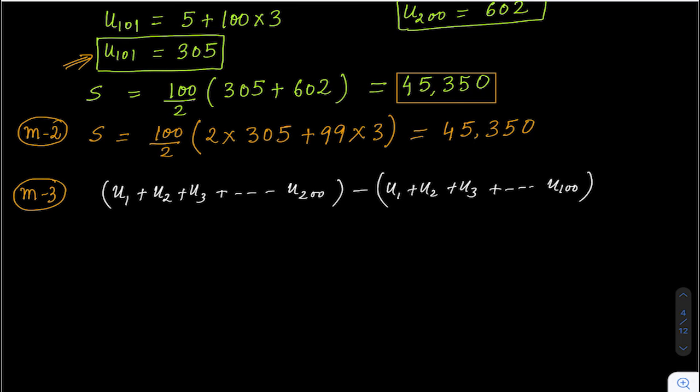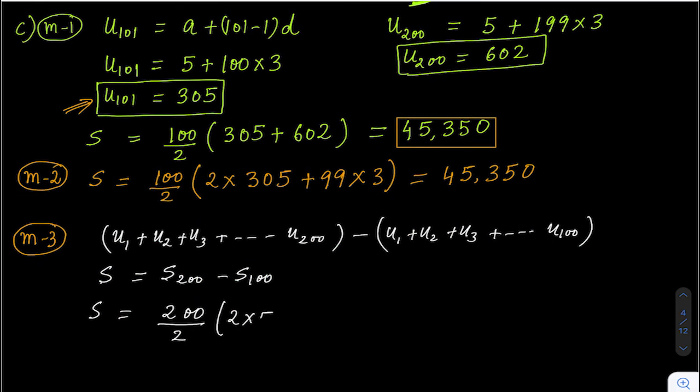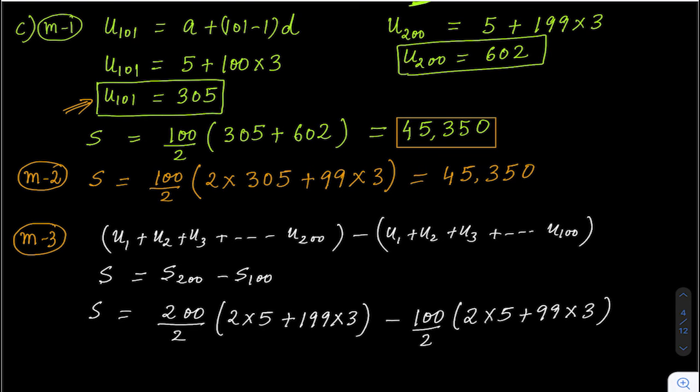So why I am doing this is because in this I won't have to find the 101st term to find the sum. So basically my answer will be the sum of 200 terms minus the sum of 100 terms. That is my answer. So what is my answer? Directly I can write n by 2 into 2 times a. What is my a value here? I think it was 5. So 2a plus n minus 1 into d. D is 3. Minus n by 2 into 2 times a plus n minus 1 into d.